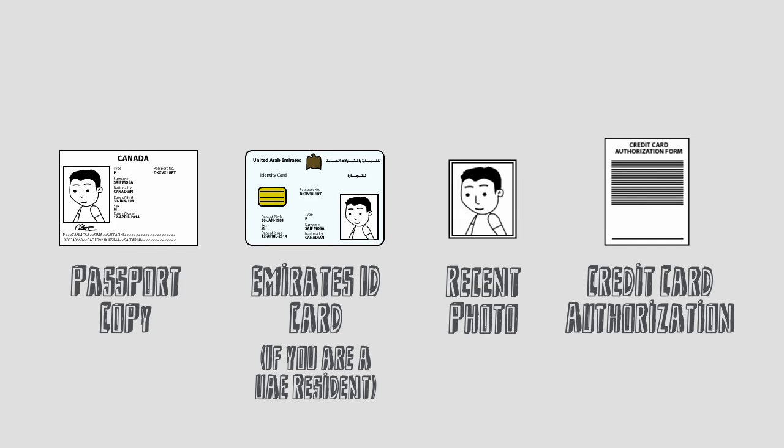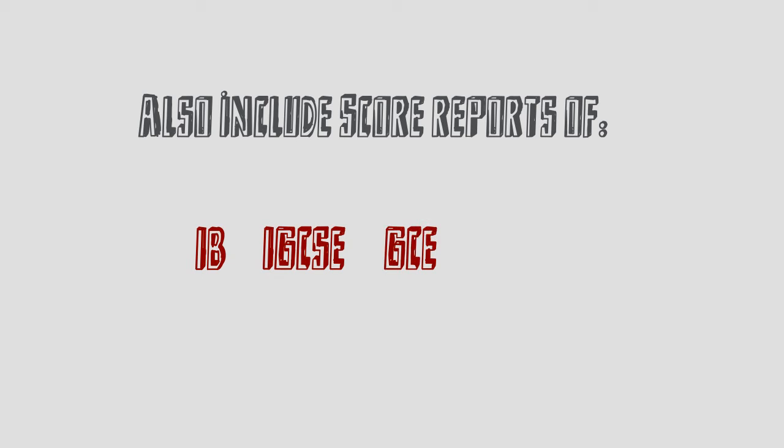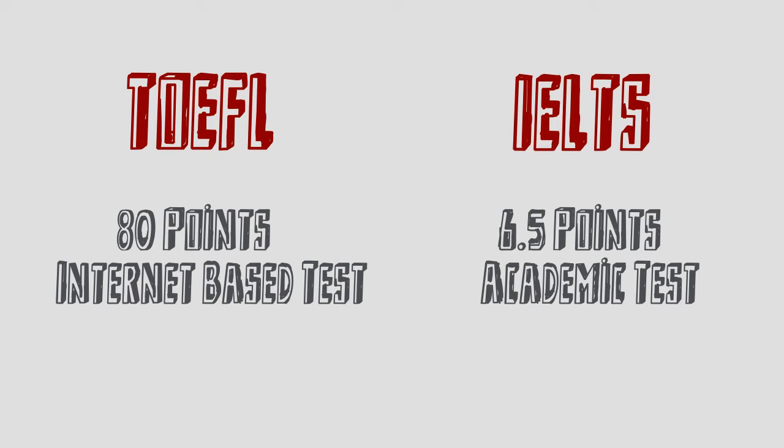Make sure you also include score reports for any external test you may have taken, such as IB, IGCSE, GCEs, or SATs. SAT scores are only required from students who attain the American High School Diploma. The required TOEFL score is 80 points or more on the internet-based test, while the required IELTS score is 6.5 points or more on the academic test.